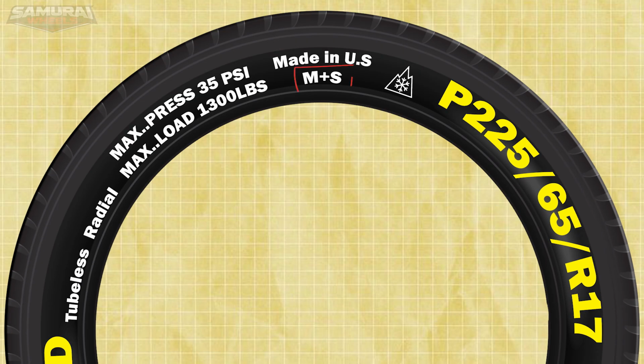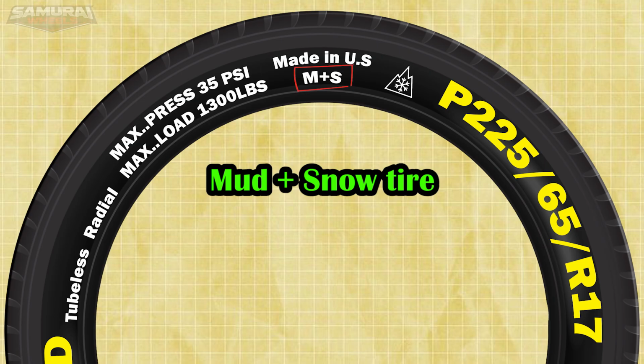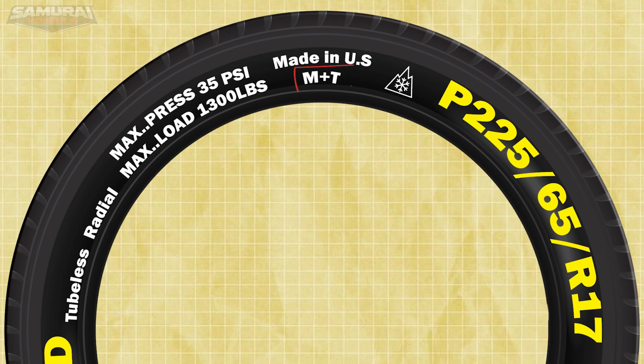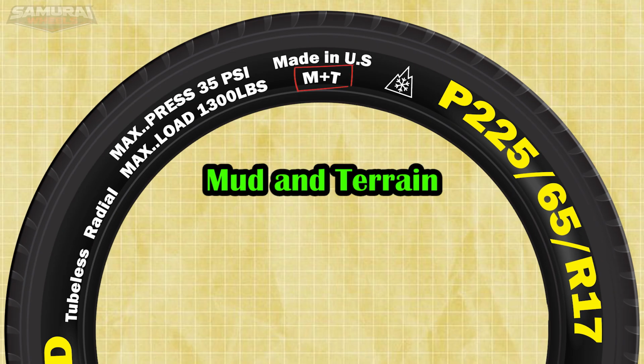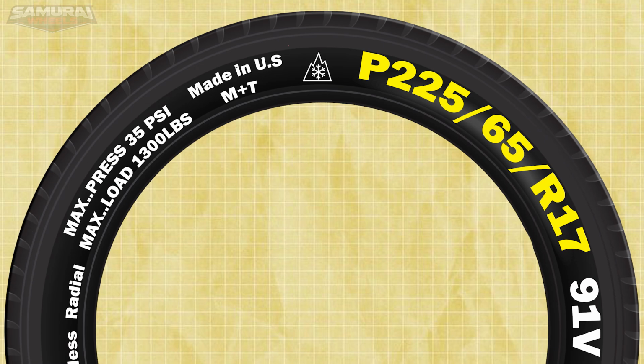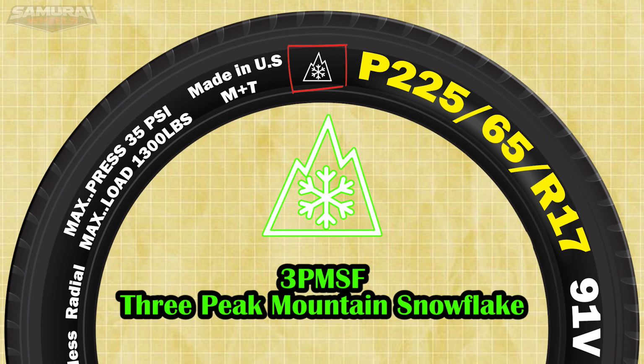M+S or M and S marking means mud and snow tire. It indicates basic all-season capability but not a guarantee of true winter performance. M+T or M&T stands for mud and terrain. Designed to perform in mud or on other terrain that requires additional traction, such as on rocks, in deeper snow, and in loose gravel.